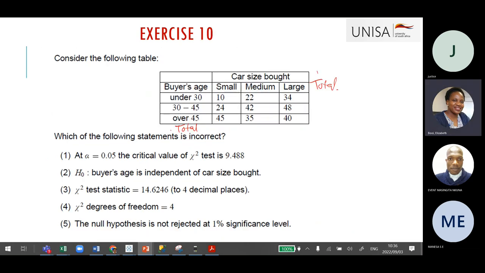The last one, you can also answer this. Option one, they are asking you to find the critical value. So you just use your chi-square critical value of alpha and the degrees of freedom.